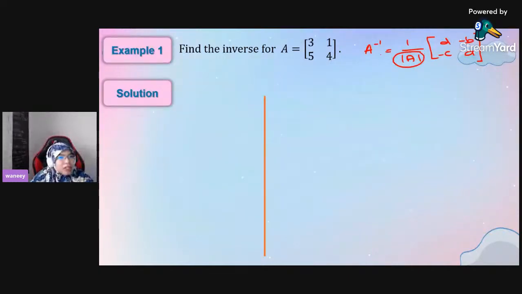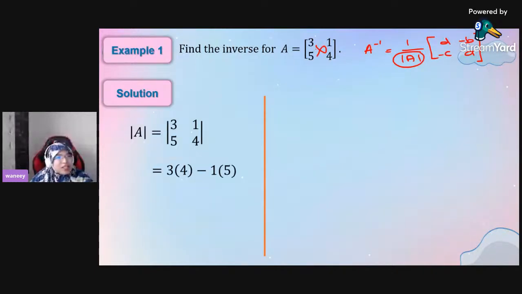How to calculate the determinant? The determinant is ad minus bc. So determinant is 3 times 4 minus 1 times 5. So we got 12 minus 5, which is exactly equal to 7. Okay, so once you have your determinant, then you can easily substitute into the formula for the inverse.